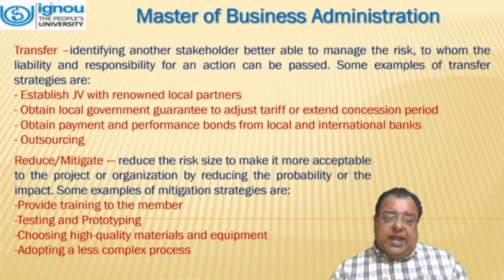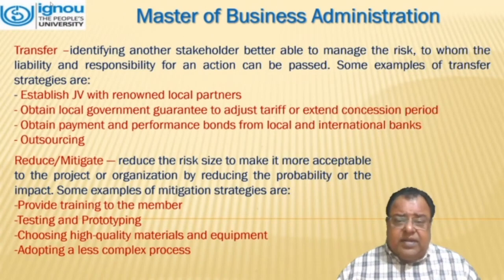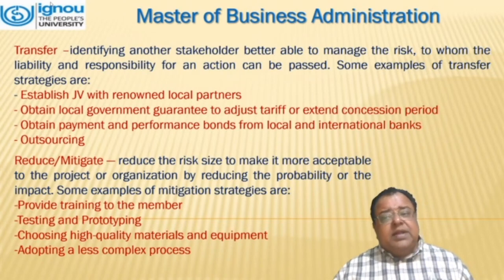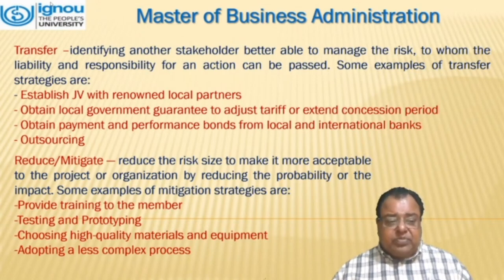The second one is transfer: identifying another stakeholder better able to manage the risk, to whom the liability and responsibility of an action can be passed. Some examples of transfer strategies are establishing a joint venture with a renowned local partner, obtaining a local government guarantee to adjust tariff or extend concession period, and obtaining payment and performance bonds from local and international banks. And the fourth one is outsourcing.